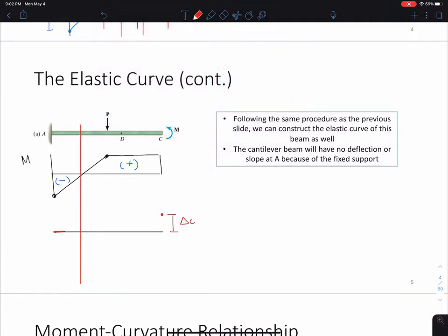Okay, we know we have to be some kind of concave down like this, and then we're going to go some kind of up here, and something like this, okay? And so we just have to remember that we have no delta or theta at fixed supports. Okay, there's no support at C, there's nothing stopping it from moving, so we definitely have some delta there.